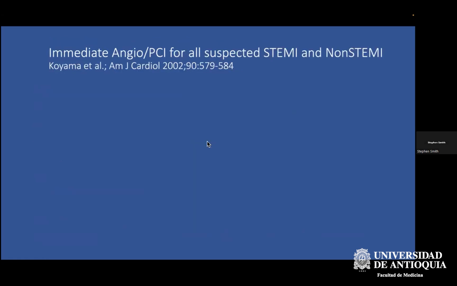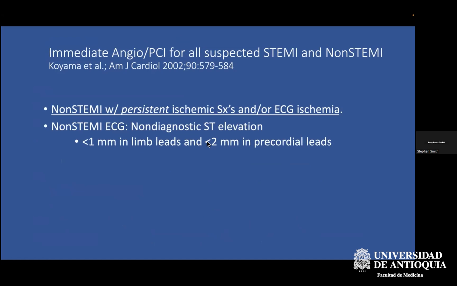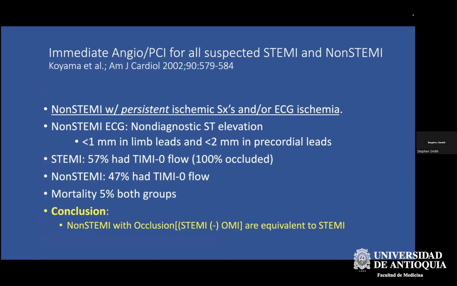So here's a study from way back in 2002 by Koyama, immediate angiography and PCI for all suspected STEMI and non-STEMI. So non-STEMI with persistent ischemic symptoms and/or ECG ischemia were taken. They had to have non-diagnostic ST elevation. In STEMI, 50% had TIMI zero flow, 100% occluded. And we know this is typical, that many STEMI do not have complete occlusion because by the time they get to the cath lab, the artery is open. In non-STEMI, 47% had TIMI zero flow, very little difference. The mortality was 5% in both groups. So way back in 2002, we knew that STEMI and non-STEMI are not that different. Conclusion: non-STEMI with occlusion, STEMI-negative OMI we call that, are equivalent to STEMI.